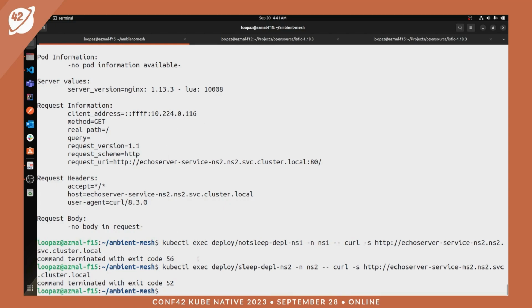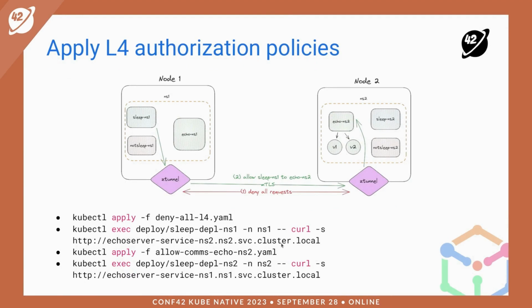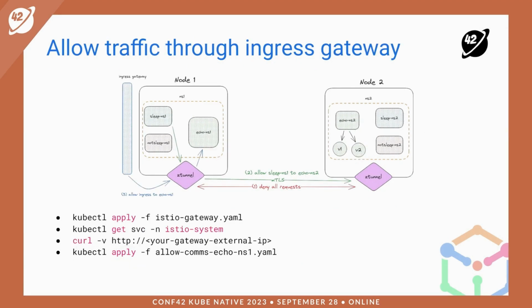You can refer to the documentation for this. But on the whole, the L4 authorization policies are working great here. As we can see, it is blocking the traffic and doing all the things. Now next we have allowing traffic through the ingress gateway.